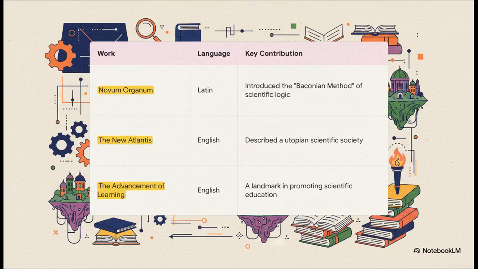And these major works are where he laid it all out. Just look at this table. You've got Novum Organum, which he wrote in Latin for all the scholars, where he introduced his new scientific method. But then you have works like the New Atlantis and The Advancement of Learning in English. With those, he was talking to everyone, trying to get them excited about a new world driven by science and discovery. These books were his blueprints for changing the world.